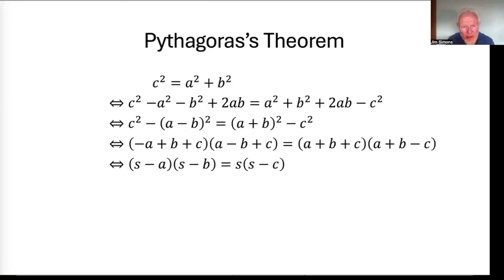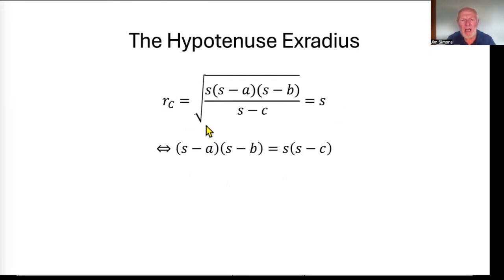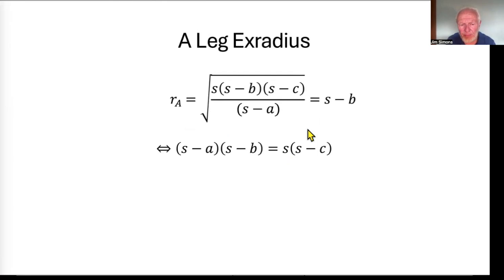So that's interesting. But now let's look at the inradius again. So I've got our formula for the inradius. When is that equal to s minus c? Well, precisely when... if you square both sides, cancel an s minus c and multiply by an s, you get that. So the inradius is equal to s minus c if and only if that relation is true, which is if and only if it's a right-angled triangle. Similarly, the exradius on the hypotenuse is equal to that if and only if that, which is if and only if it's a right-angled triangle, and the leg radius again.